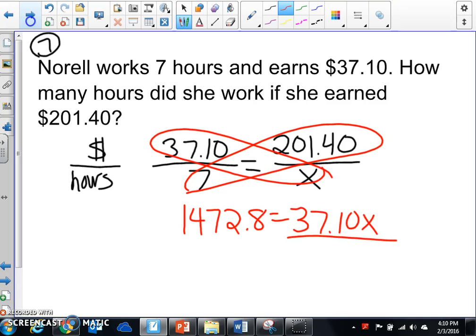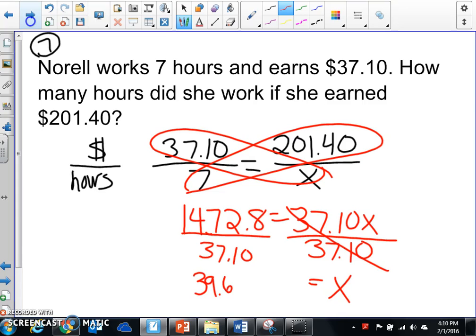37.1x. We'll divide both sides by 37.1, so those go away. X equals, and you get this monstrosity in your calculator. All right, so it says how many hours did she work? Now I technically should have put a unit on here.